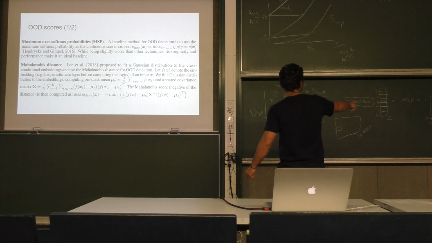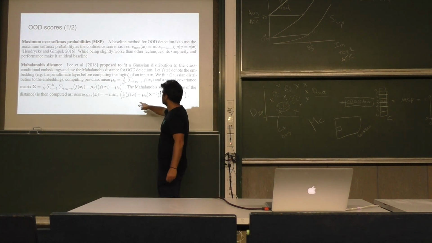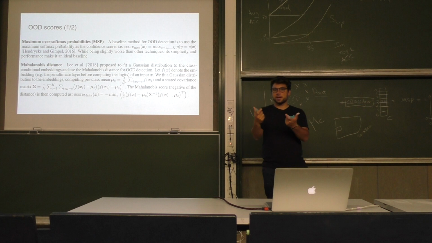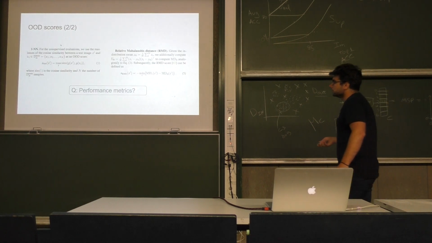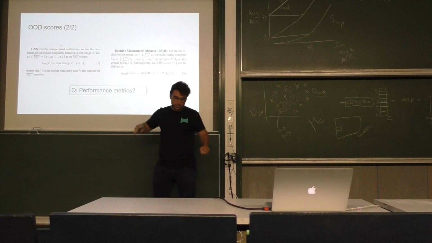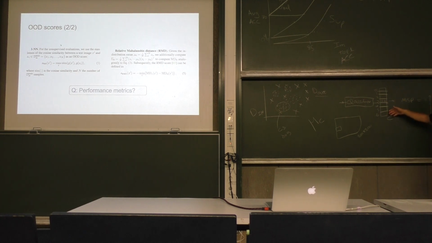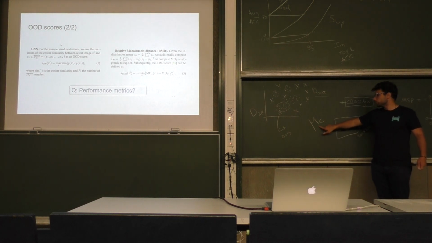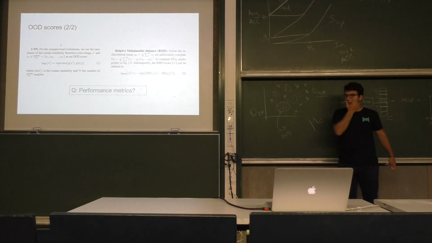And then instead of taking something as simple as the maximum softmax probability, we take a distance, which is weighted in different ways based on the class-wise means and standard deviation and shared covariance. There is also a relative Mahalanobis distance, we will not focus on it now, but let's say these two scores. In both cases, you need a supervised classifier and the maximum softmax probability. And in the second case, you need the supervised data to compute the means for each class. So in order to compute these class-wise means, you need to label the data.